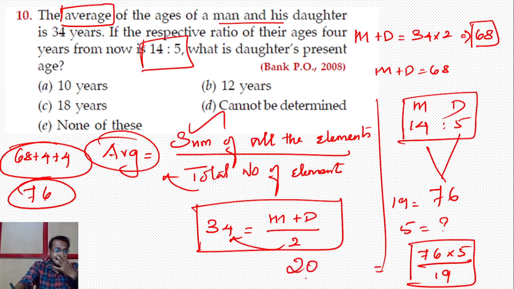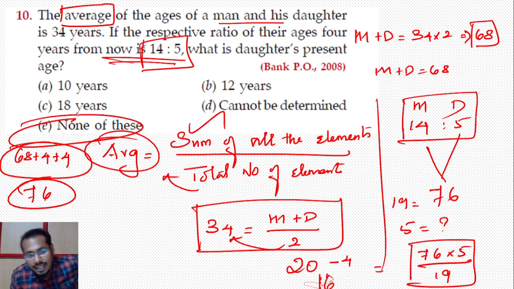But when is this 20? This 20 is after 4 years, because the ratio 14 is to 5 is after 4 years. So 20 years is after 4 years. So minus 4, 16 is the right answer. At present the age is 16, which is not given, so none of these is the answer.